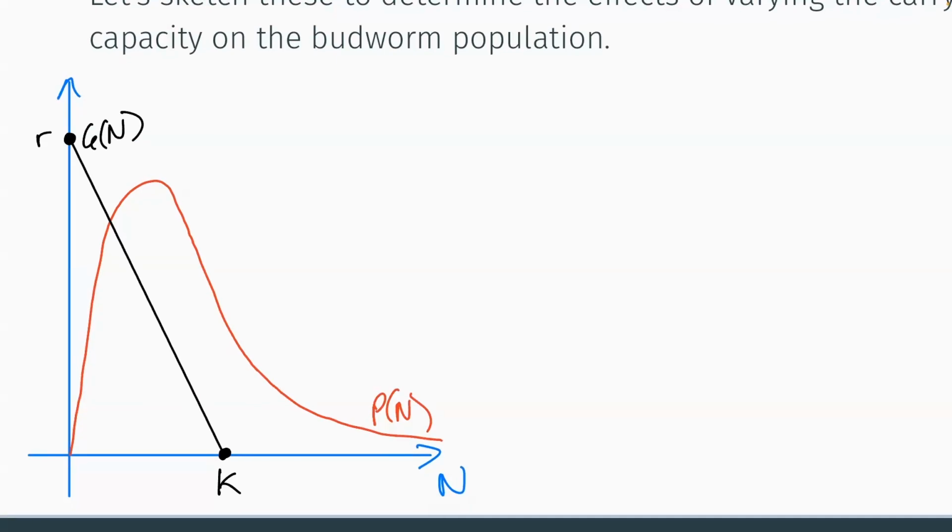Okay, so can anyone tell me what the significance of this pink dot is? Purple.